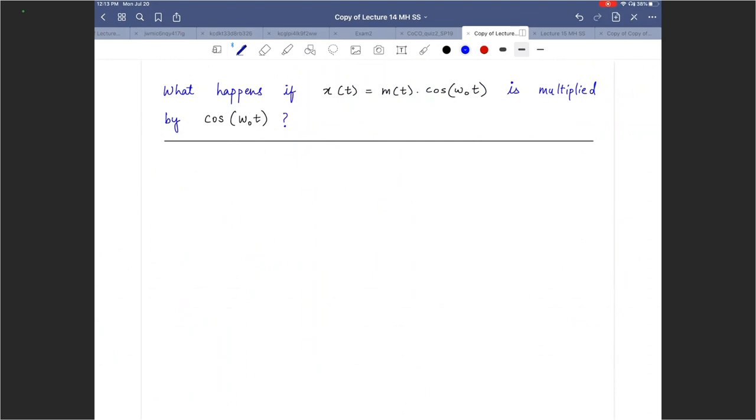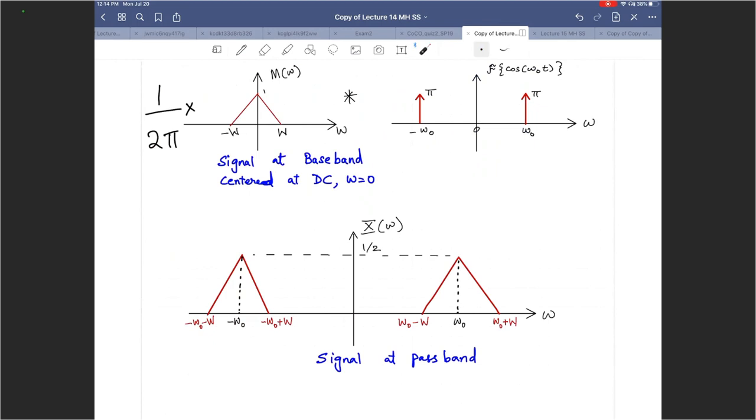Now let us try to answer this question. What happens if you multiply m of t with cosine omega naught t, with a cosine omega naught t? So now what you have is m of t multiplied by cosine. We already know that. Now, if you multiply it again by cosine omega naught t, what do you think will happen? Well, when you multiplied this the first time, it moved up and down. Half of it moved up, half of it moved down. Now, when you do the same thing again, what do you think will happen?